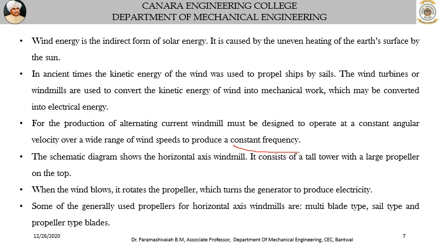Some of the generally used propellers for horizontal axis windmills are multi-blade type, sail type, and propeller type blades, which you can see in the previous diagram. You have seen this.